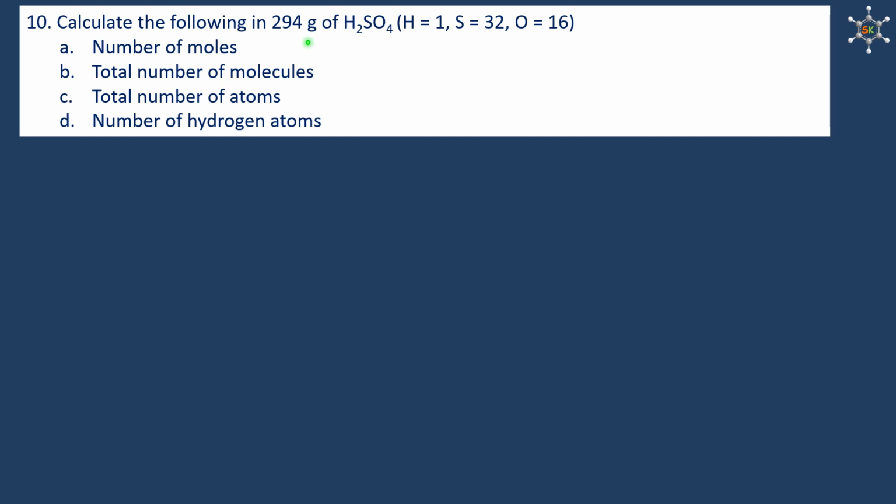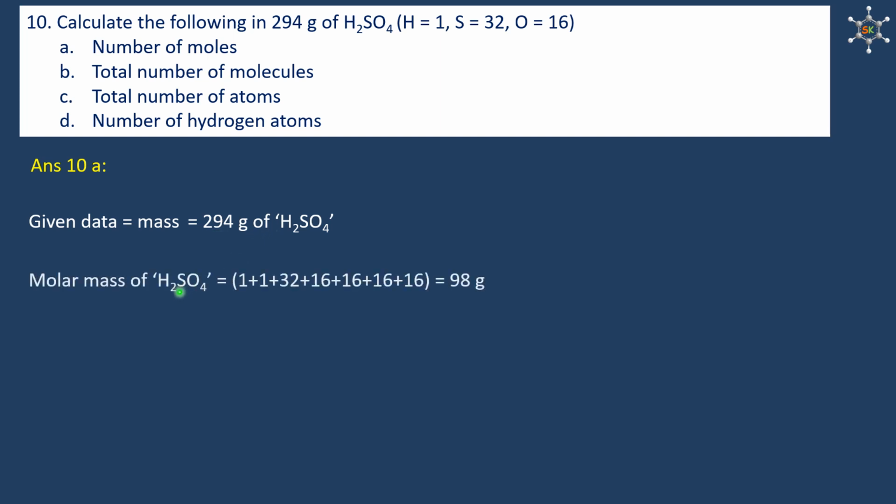Calculate the following in 294 grams of sulfuric acid. Let us address problem A first. Number of moles in 294 grams of sulfuric acid. Given data is mass, and that is equal to 294 grams of sulfuric acid. Molar mass of sulfuric acid is 2 hydrogens, 1 sulfur, 4 oxygen atoms. Together this comes out to be 98 gram. Mole is given by given mass divided by molar mass. Given mass is 294 grams, molar mass is 98 gram. If we simplify this ratio, the answer will be 3 moles.